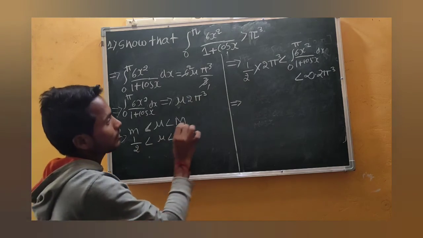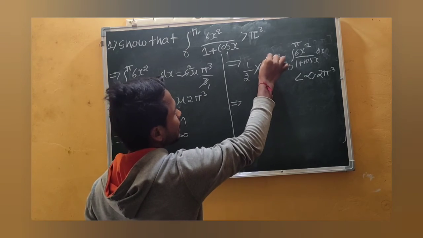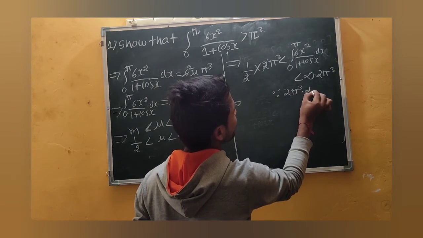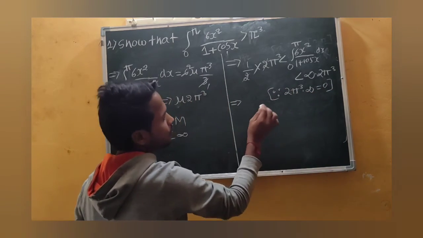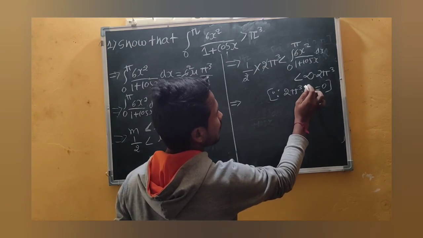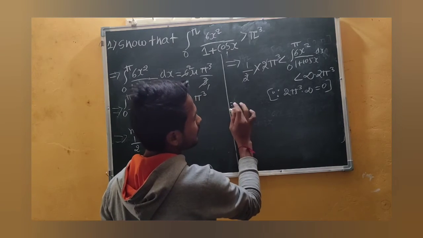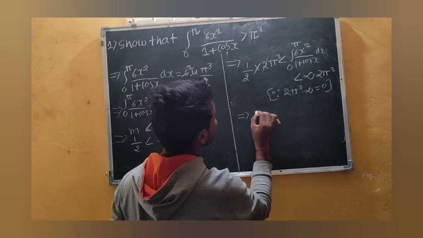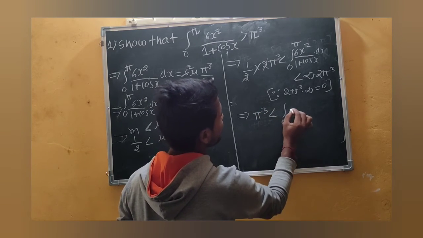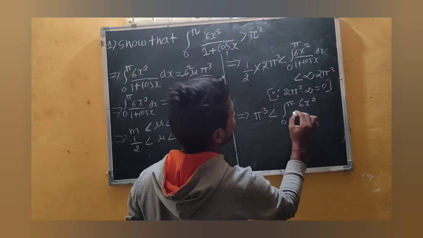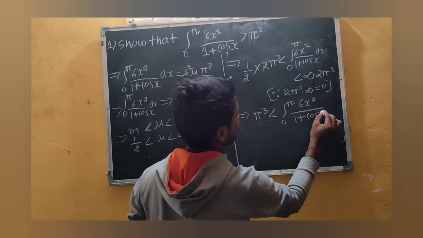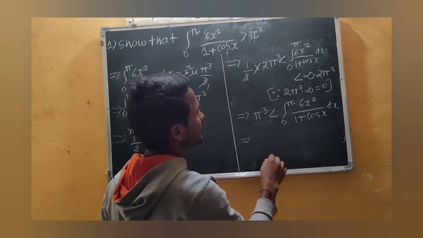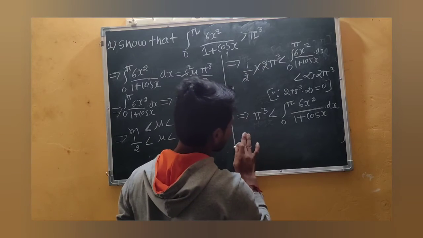Multiplying 2 pi cube on both sides, the 2s cancel, so directly we get the result. Multiplying any function by infinity gives 0 here. So I have written this 0 directly. Next, the 2s cancel, so pi cube is less than or equal to integration 0 to pi 6x square divided by 1 plus cos x dx. Hence the result we need: pi cube less than or equal to the integration. We need to write this.